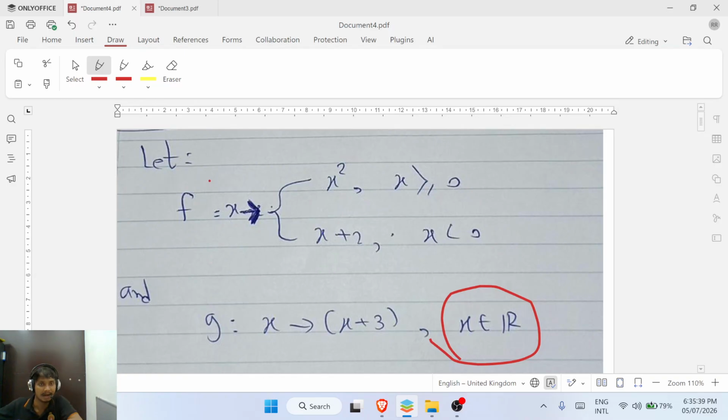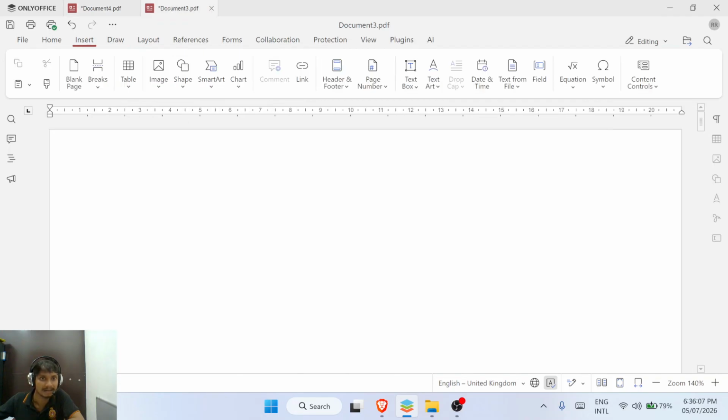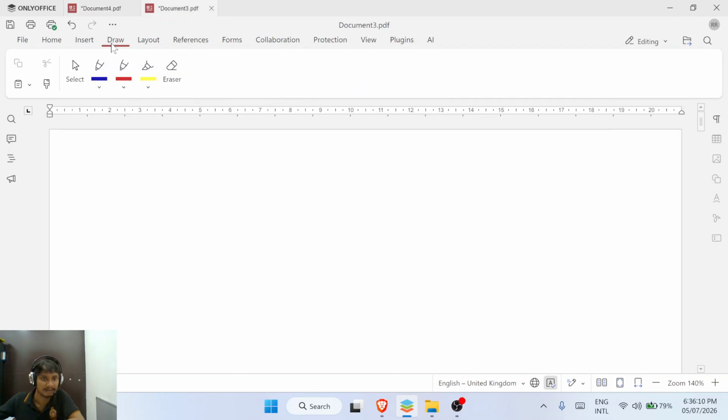Let's discuss everything step by step, one by one. Now we are going to discuss this part. Function f is x square when x is greater than or equal to 0, that is, x is 0 or a positive number. How to denote this, how to write this? Let's discuss this.